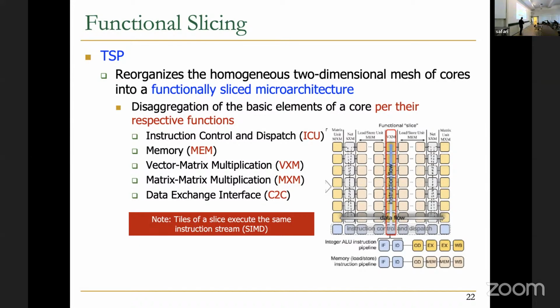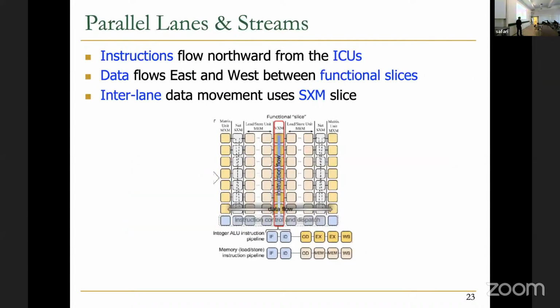Okay, but how actually do these instructions and data move on the chip? The instructions flow northward from the ICUs. You can see that here, they go up there. And the data flows east and west between functional slices. Interlane movement is also possible. What I mean by this is, if you take a look at the horizontal lines here, you can switch a line by these SXM units. They just do a permutation of the line the data is stored on.